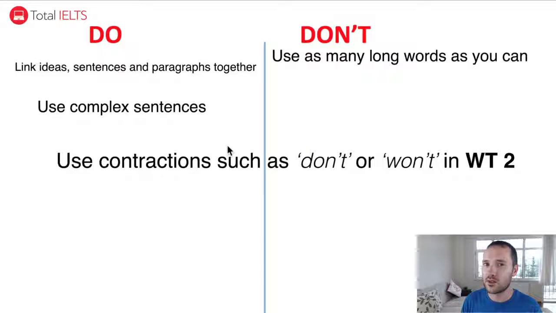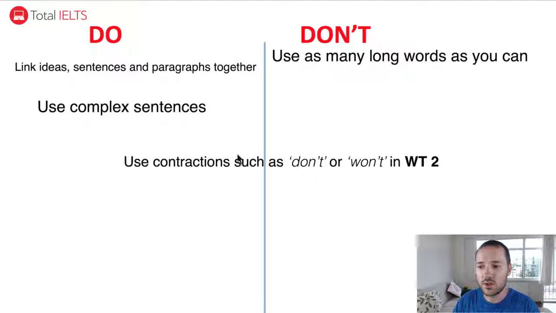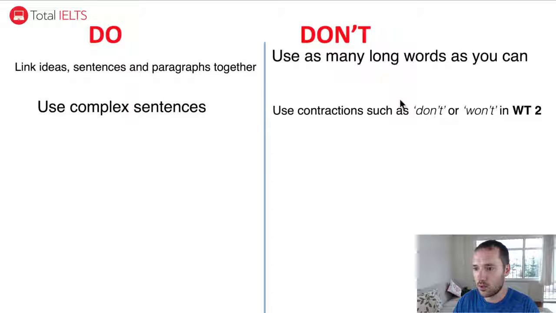It's important that you don't use too much slang, or in fact avoid it at all costs in your letter writing. This is for general training. So I do not think using contractions such as don't or won't in writing task 2 is a good idea. So that goes into the don't box.